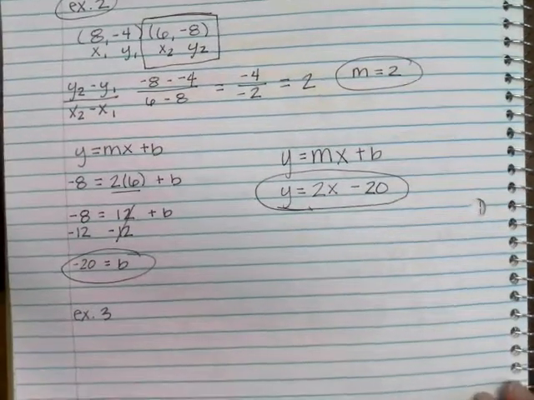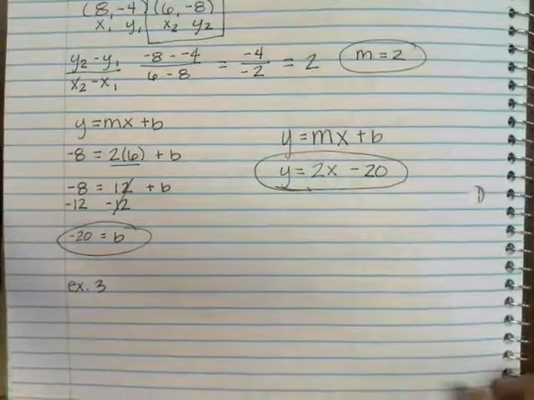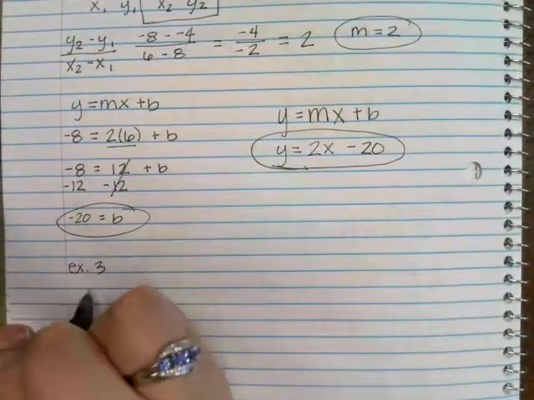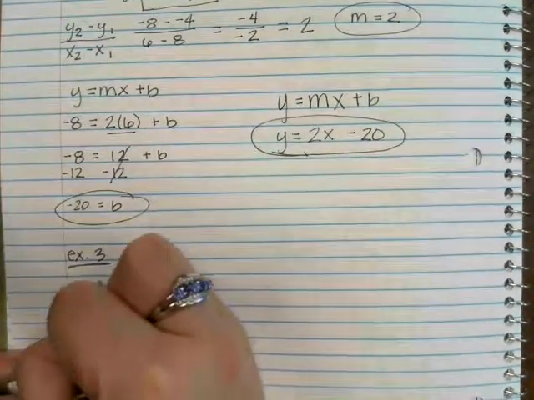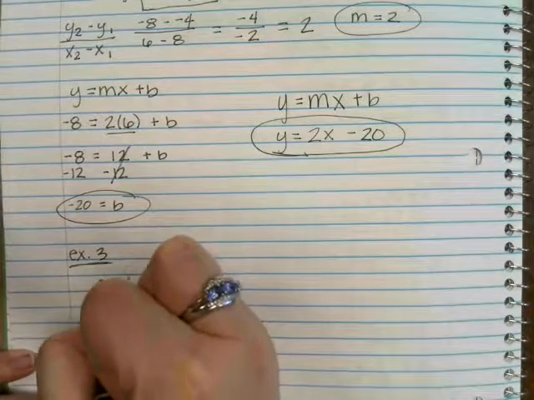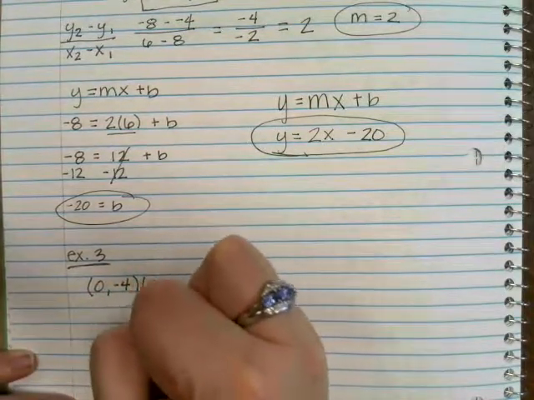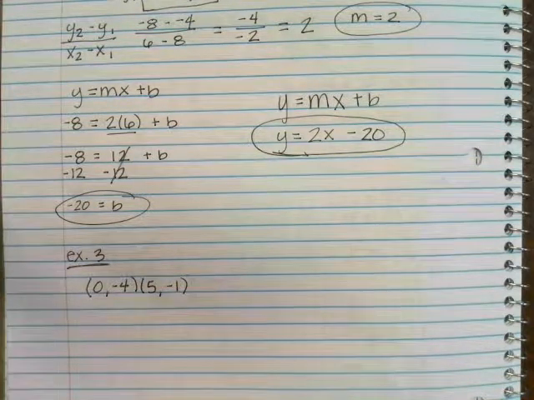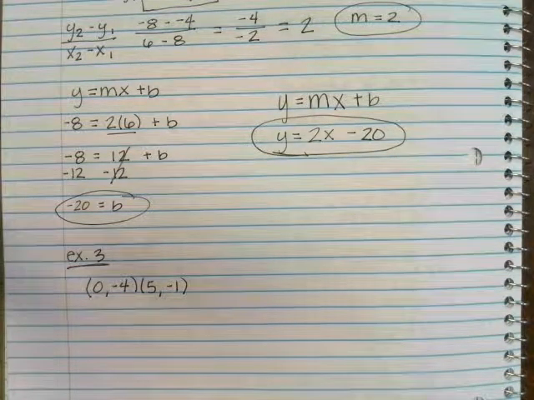All right, I'm going to leave one problem for you to do on your own, and you can check that in our notes tomorrow. So example 3 is going to be done from these ordered pairs, 0, -4, and 5, -1. And I encourage you to find the slope, find the y-intercept, and then write your equation from that. And you can check that tomorrow.